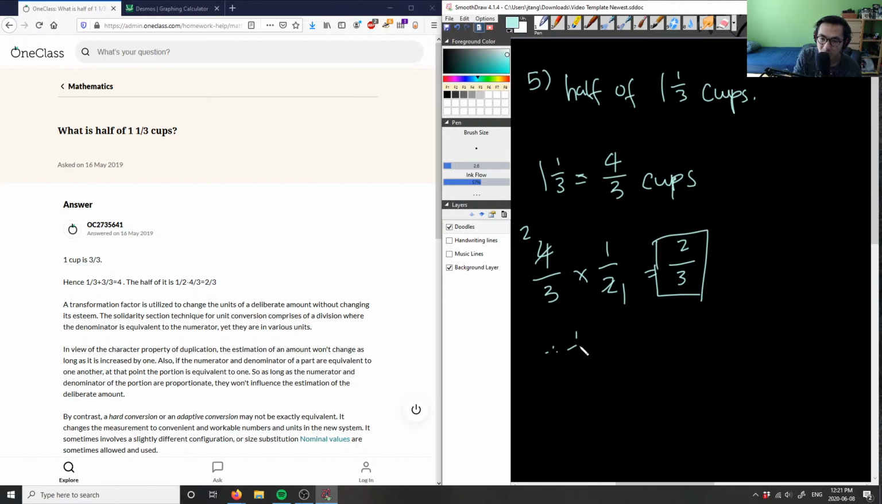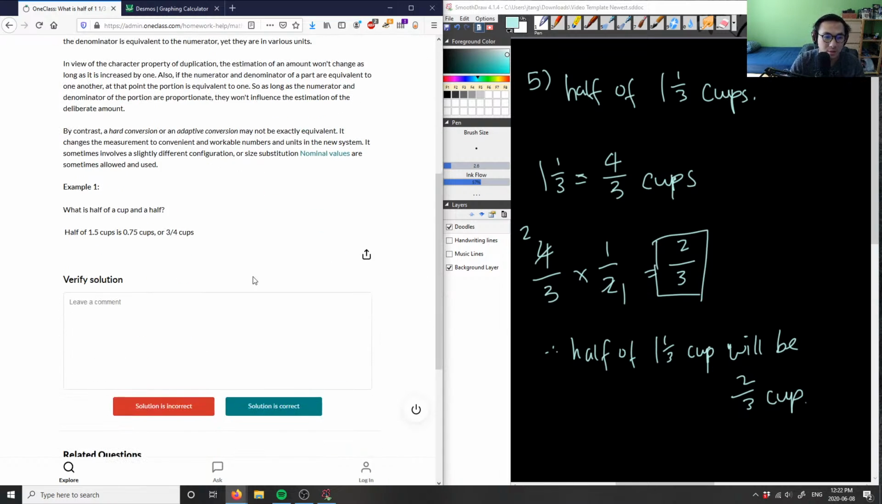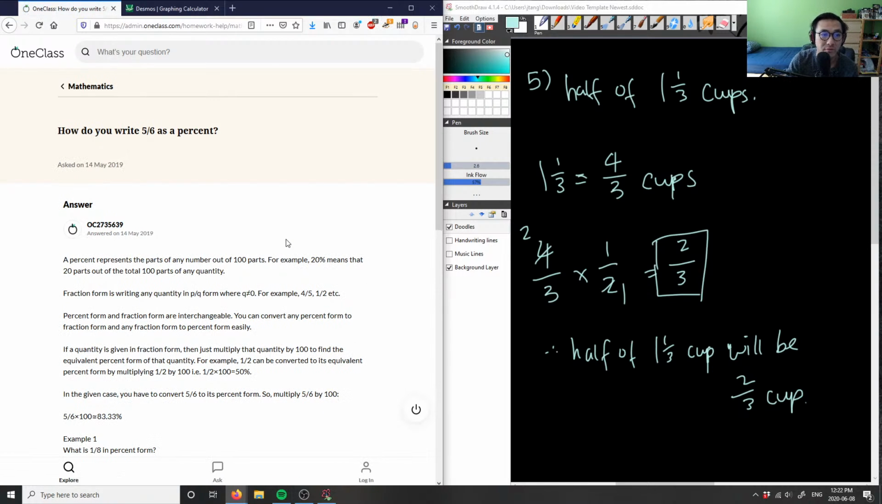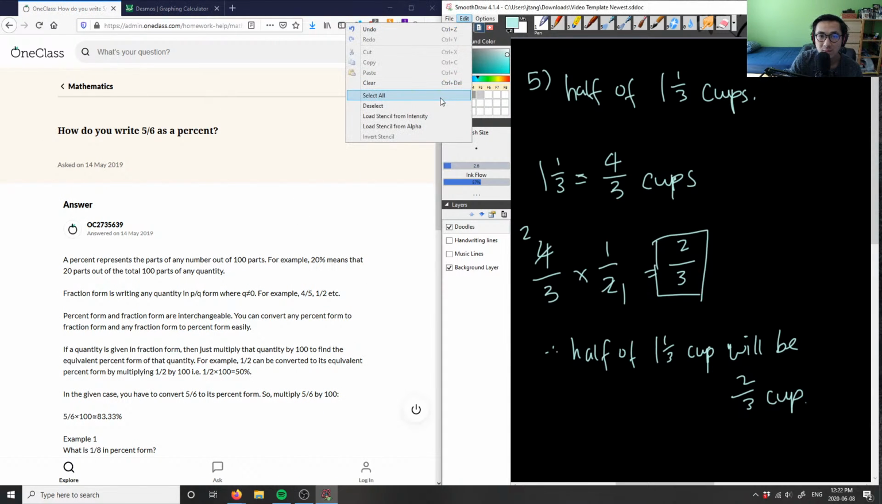So therefore, half of 1 1/3 cup will be 2/3 of a cup. So this here is our correct answer, and as you can see, this solution is correct. Good analysis. Number 5. Next is number 6.